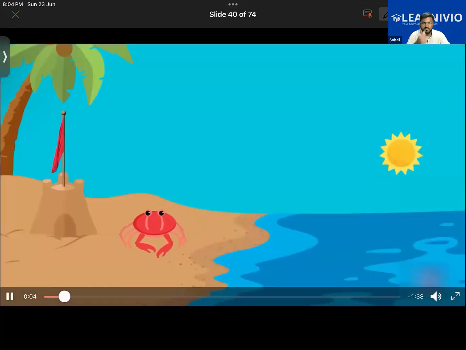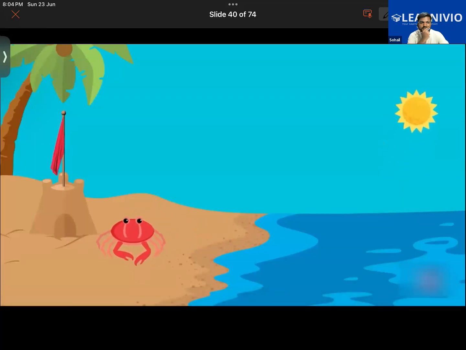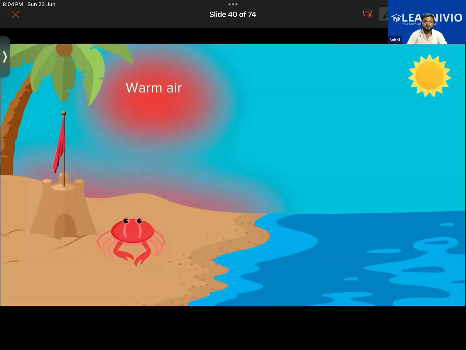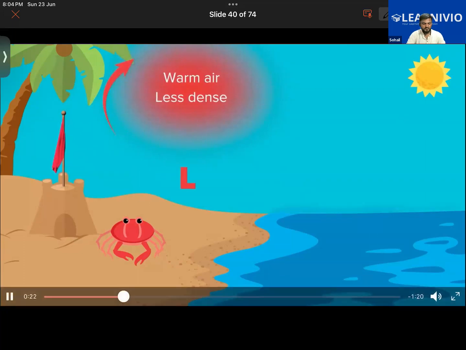It's a sunny day at the beach. As the sun rises, the land warms up faster than the water does. This causes the air above the land to also warm up. Warm air, being less dense, expands and rises, leaving an area of low pressure. Meanwhile, the air over the ocean is cooler.